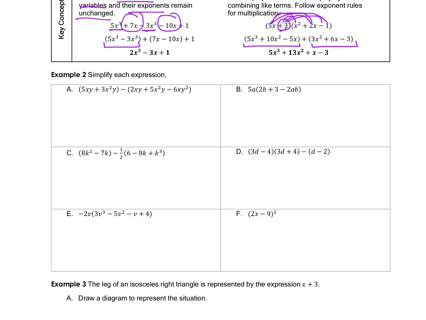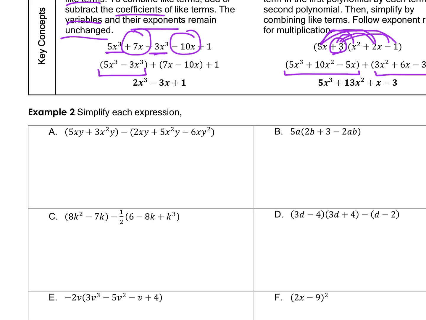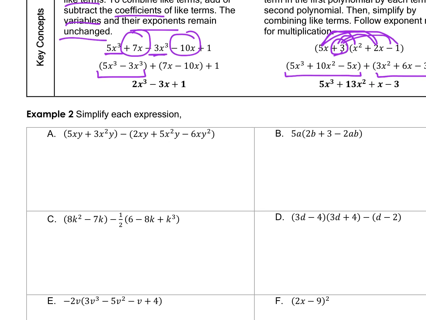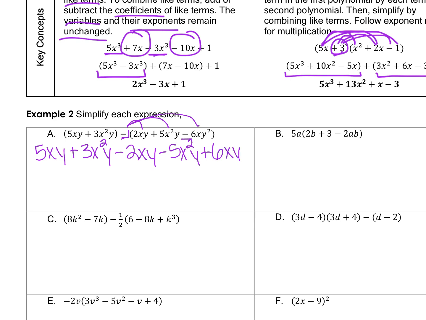Okay, so let's look at part A. So first off, notice that we are subtracting in between the parentheses. So really this is a -1 here. So what I need to do is distribute that -1 all the way through those parentheses. So I'm rewriting my first term. When I distribute, I get minus 2xy minus 5x squared y. And then that becomes plus, because a negative times a negative is a positive, 6xy squared.